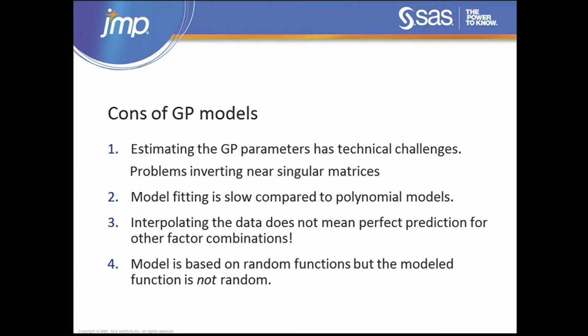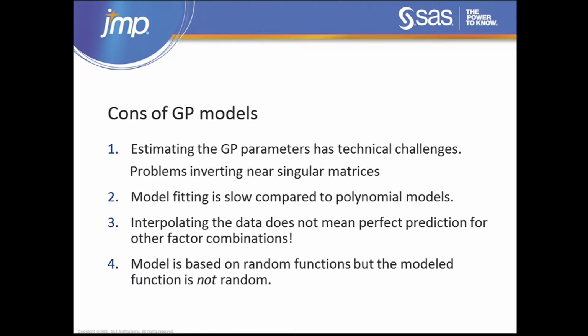So what are the bad parts? Well, one is that estimating the parameters for a Gaussian process is technically difficult. If you have points that are close together in space, you may be trying to invert a matrix that's nearly singular. That can lead to numerical instability. Of course, then the model fitting is slow, very much slower than fitting polynomial models.